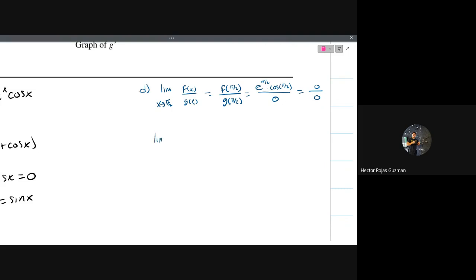So take the derivative. Now for f prime, we already have the derivative. So I'm just going to go ahead and plug in pi over 2.